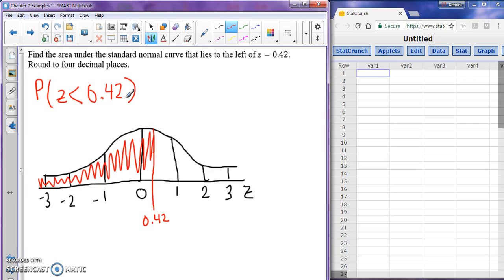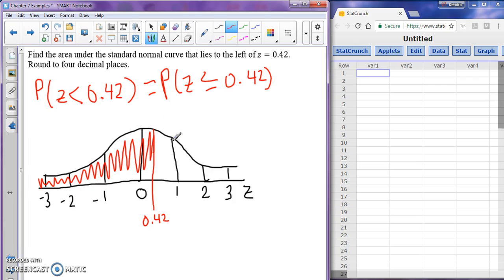We're working with continuous random variables, so it's very unlikely that we would land on that exact value. In fact, the probability that z is less than or equal to that value is the same thing. So now what we can do is use StatCrunch to find the value. We know it should be slightly over 0.5 since we're looking at over half of our picture here.